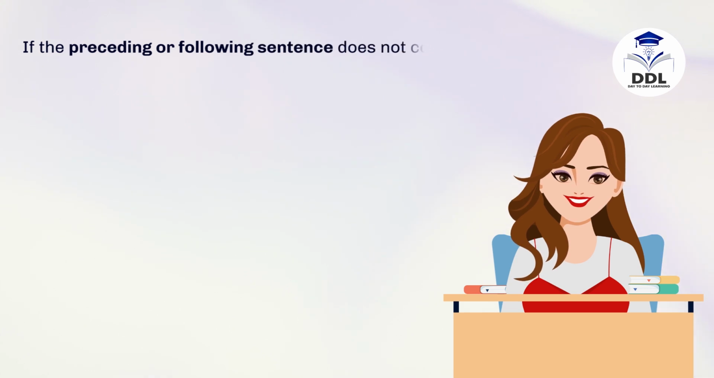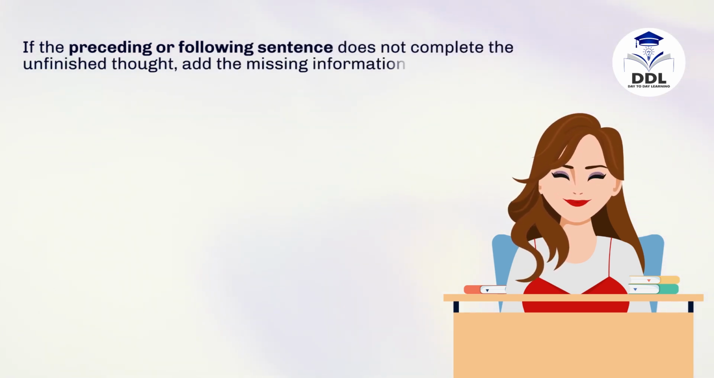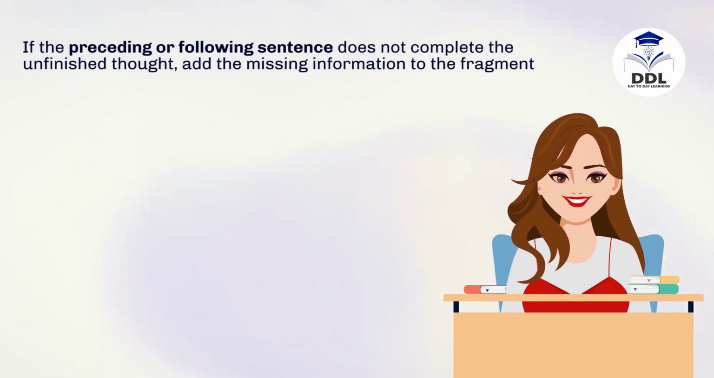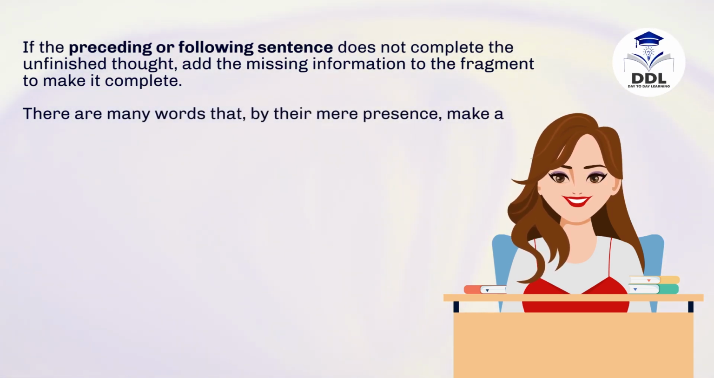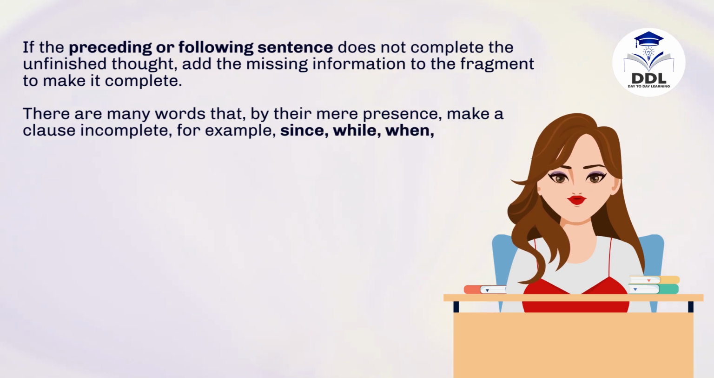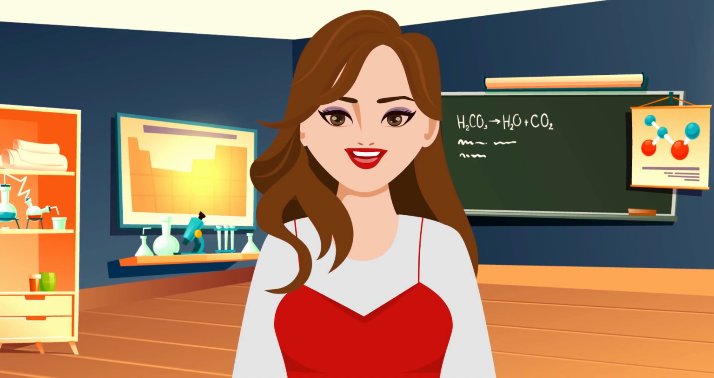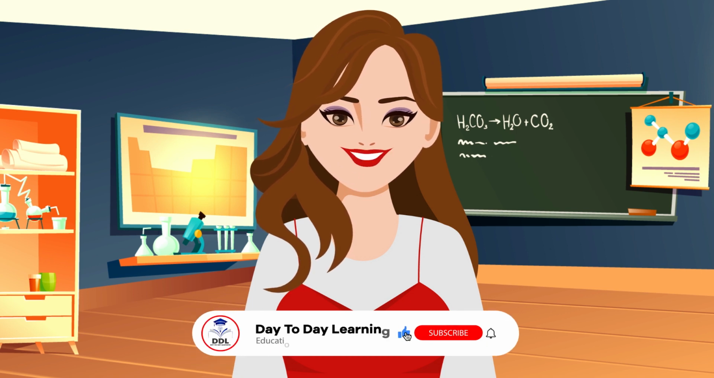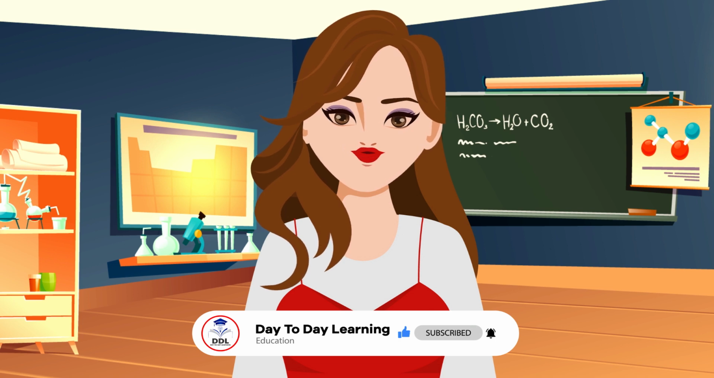If the preceding or following sentence does not complete the unfinished thought, add the missing information to the fragment to make it complete. There are many words that, by their mere presence, make a clause incomplete. For example: since, while, when, unless, although. In spite of the rules of grammar, language is plastic and can be shaped a great many ways. So for any fragment problem, many solutions exist.